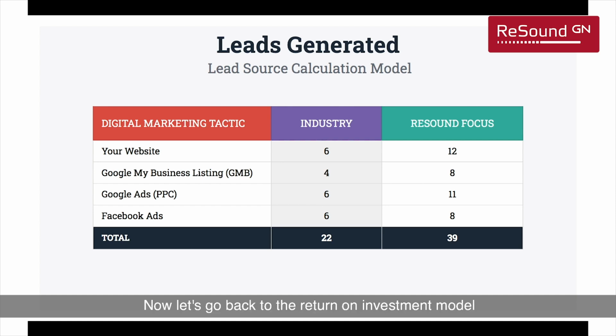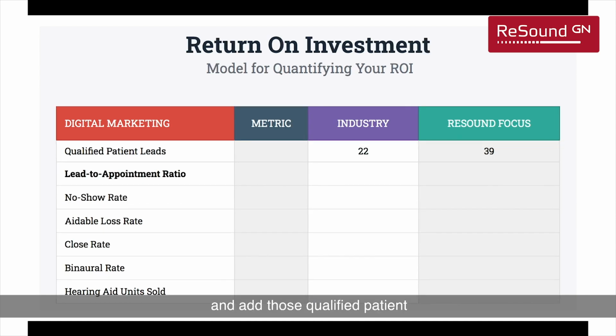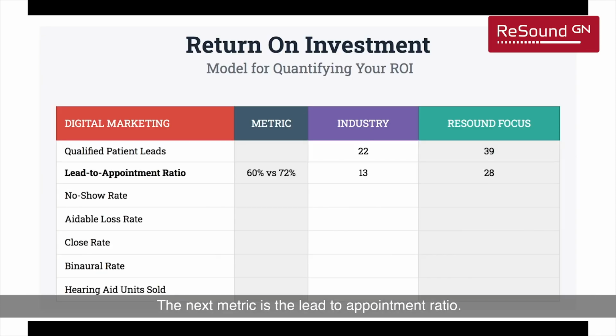Now let's go back to the return on investment model and add those qualified patient leads generated each month per location. The next metric is the lead to appointment ratio. In other words, how well is your staff able to convert these qualified leads to appointments?